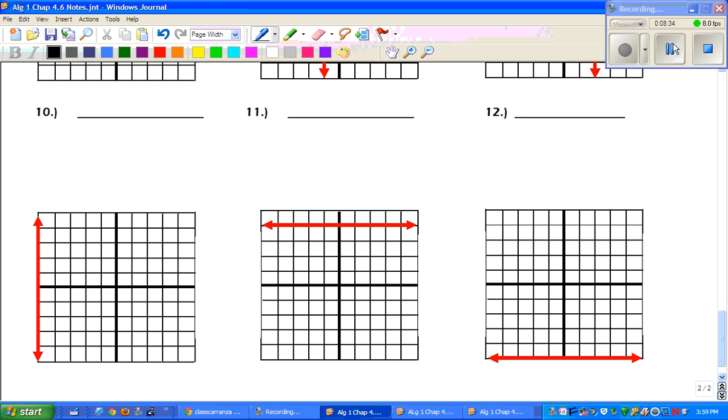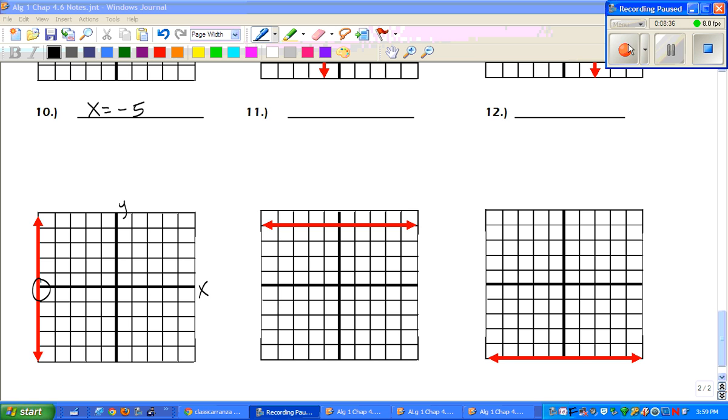Good luck. Pause the video, please. Okay. I picked that across the x-axis, so I know that it's an x equals graph. And then I wrote the equation, x = -5. All right. One more time, 11 and 12. You are up. Pause the video, and let's see how you do.